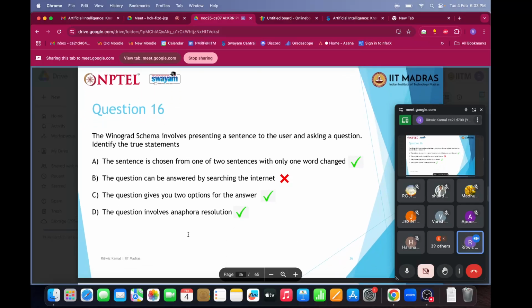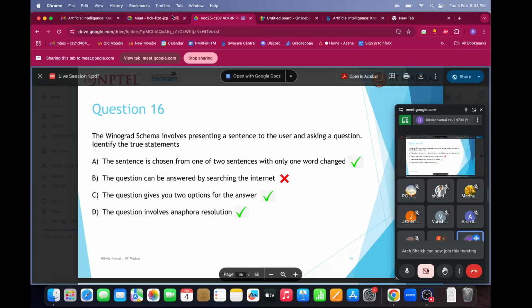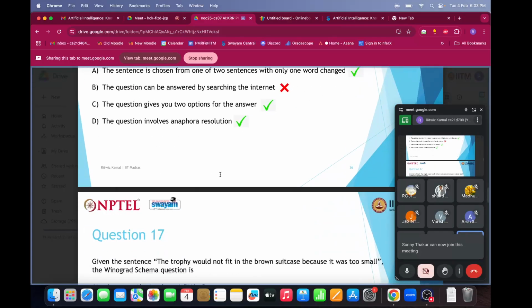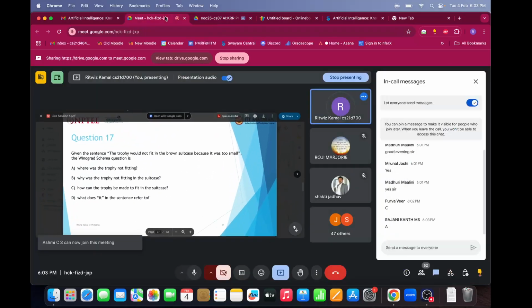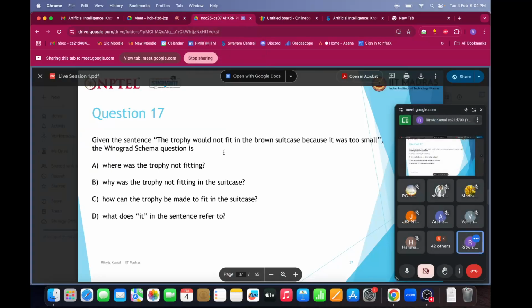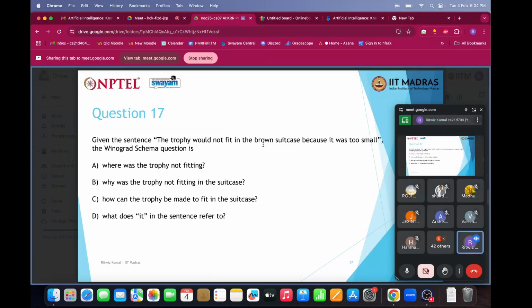If any of you are confused about what exactly these options mean, we'll be discussing some examples on Winograd schema just after this question, and hopefully after that things will be more clear. Let's quickly move to question 17, which has an example of Winograd schema or anaphora resolution. Question 17 gives us a sentence which says that the trophy would not fit in the brown suitcase because it was too small.